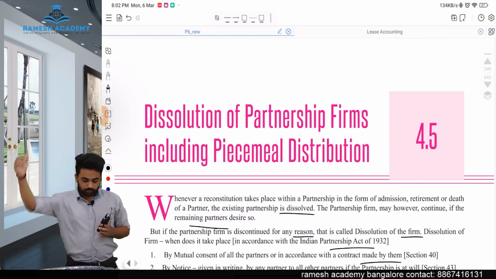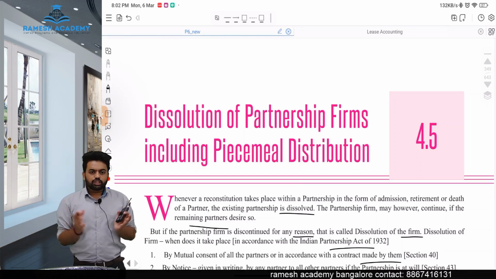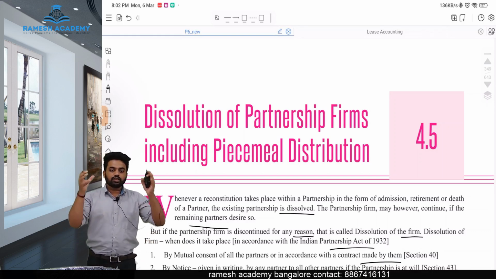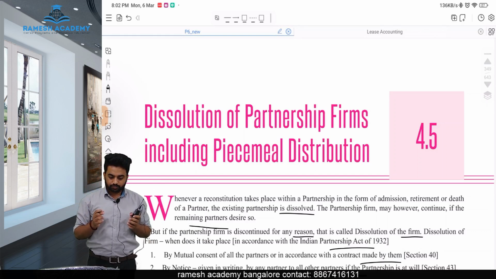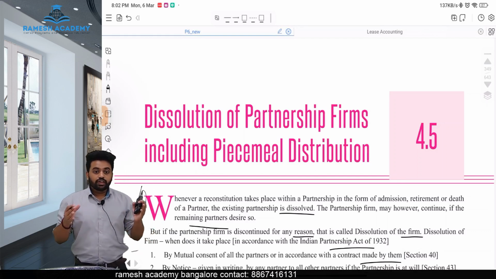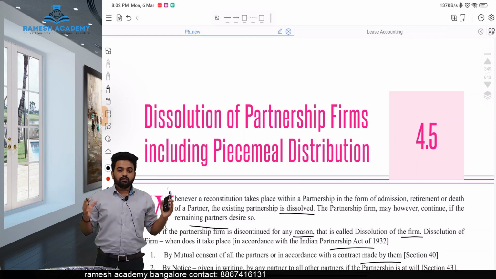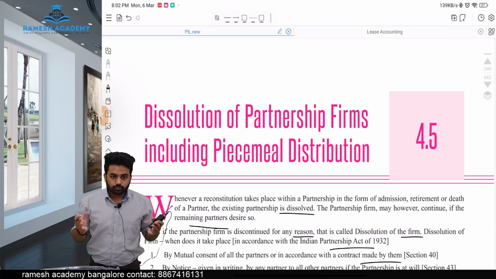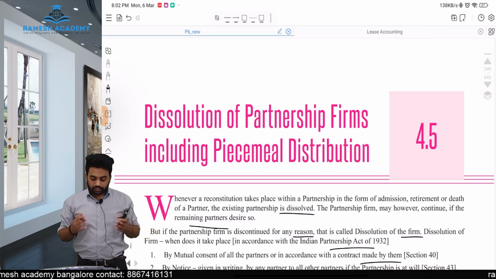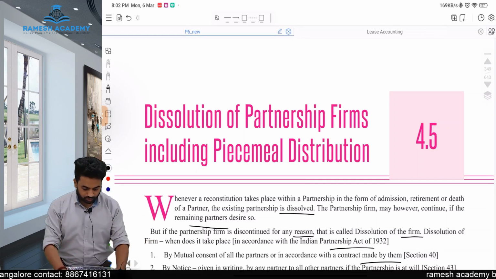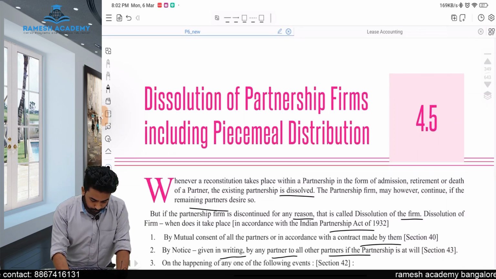So what do you mean by dissolution of a partnership firm? Dissolution of partnership firm is nothing but closure of a partnership business. So when we close the firm, what are the transactions or things we have to do? That we are going to learn in this particular unit, that is dissolution.